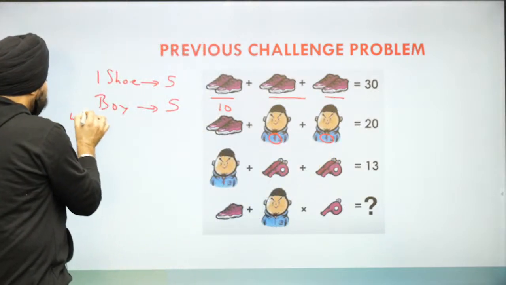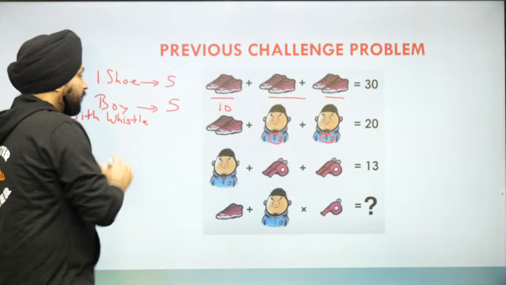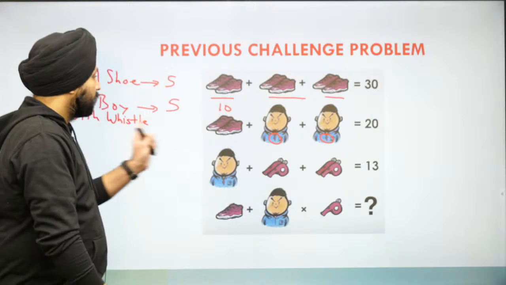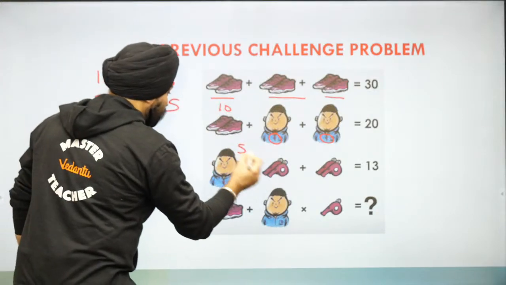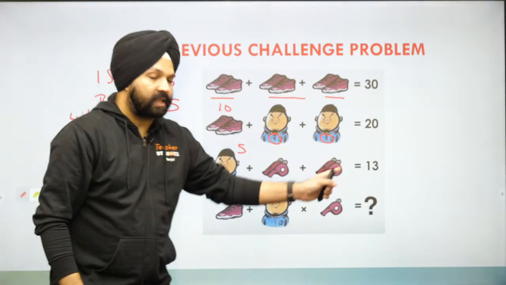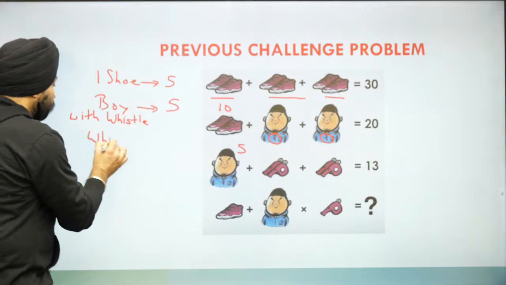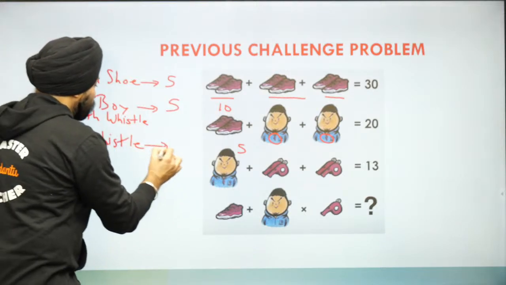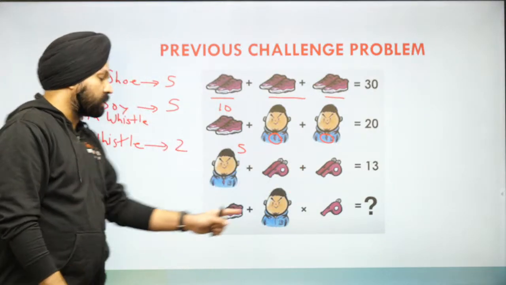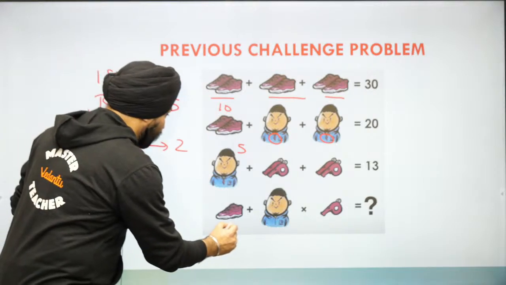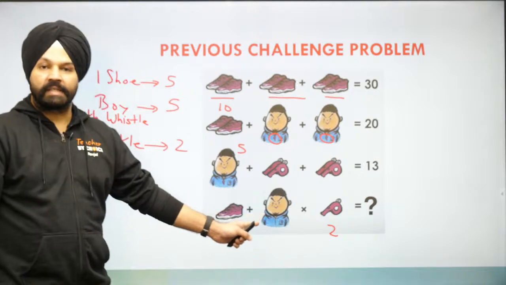So the boy has got a tag of 5, but this boy has got a whistle. So boy with whistle is 5. Now we can see a boy with whistle, that is 5, plus 4 whistles, that means each whistle is of 2. Now we are moving on to the last equation. We know that this is 5. We know that this is 2. But what about this? This is a boy.